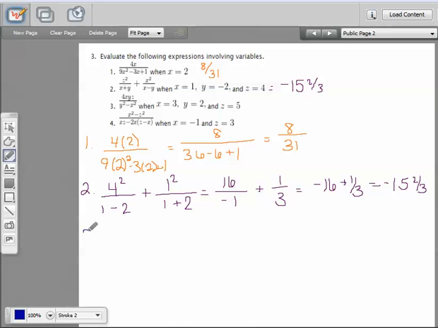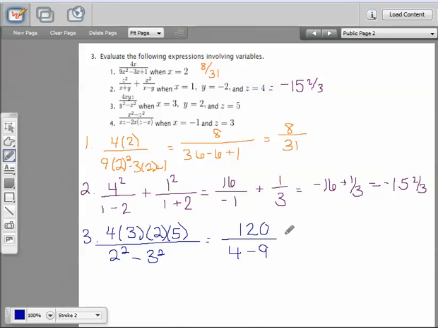For the third part here, let's go ahead and that is an x, y, z, I believe, in the numerator, so a 3, 2, 5. And in the denominator, we have a y squared, so a 2 squared, minus an x squared, so that's a 3 squared. We can go ahead and multiply 4 times 3 times 2 times 5 in my numerator to get 120. But in the denominator, I have to do exponents first, so that's 4 minus 9. So 120 divided by a negative 5 will give me a negative 24.